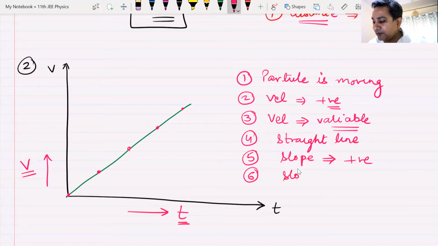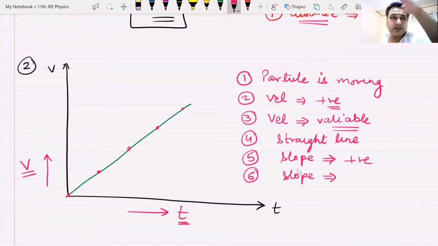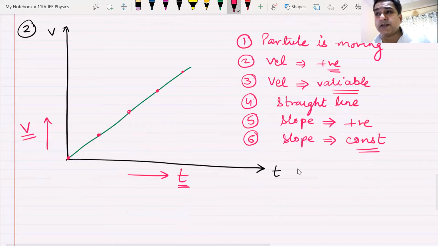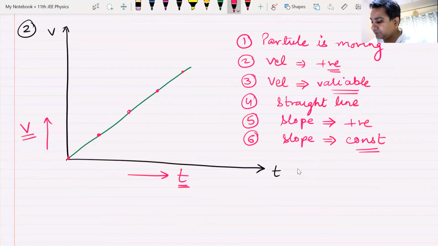What about the slope? Is the slope constant or is the slope variable? Slope is constant. The graph is a straight line, so the slope is constant. Is everyone getting my point? Shreya? Are we in the same universe that we understand these points?